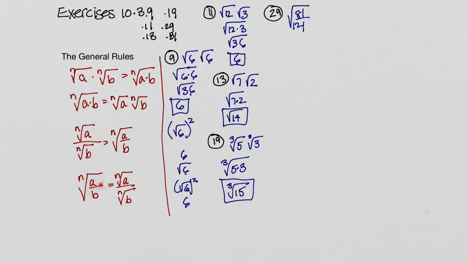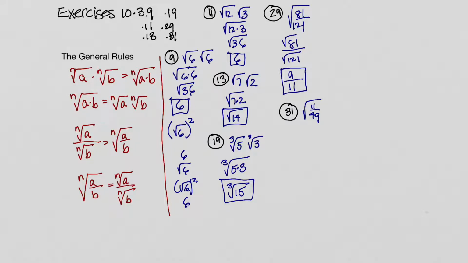So I can break this up into the square root of the top, square root of 81, over the square root of the bottom, square root of 121. So let's write that here. We can break this up into the square root of 81 over the square root of 121. Square root of 81 gives us 9. Square root of 121 turns out to be 11.